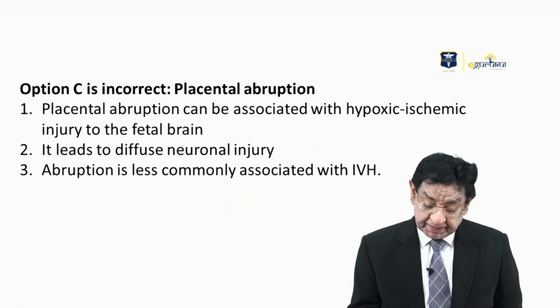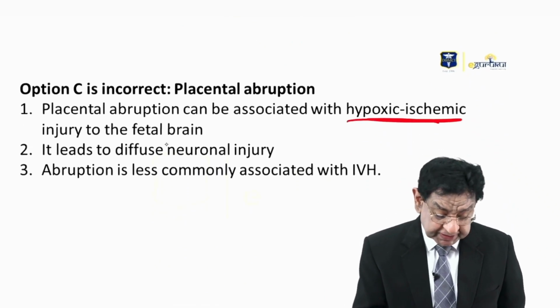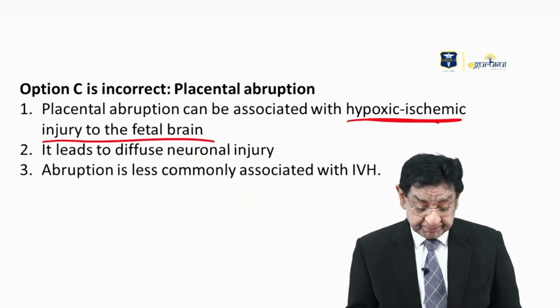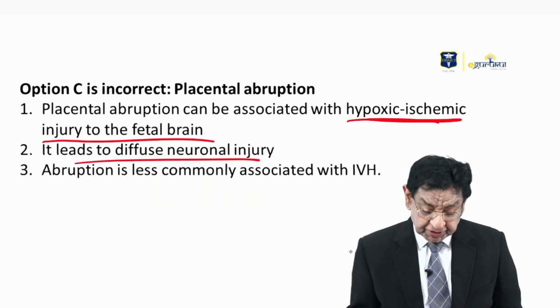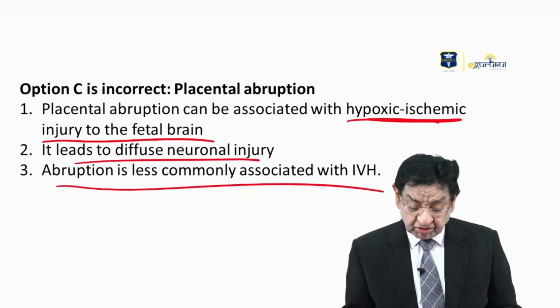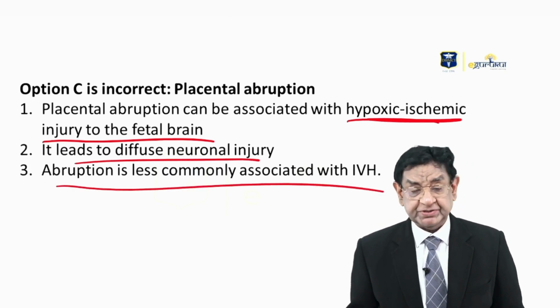Placental abruption may be associated with hypoxic ischemic injury to the fetal brain. It can lead to diffuse neuronal injury. Abruption is less commonly associated with IVH.